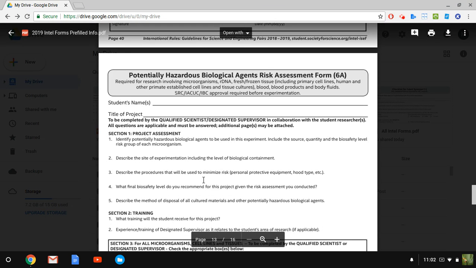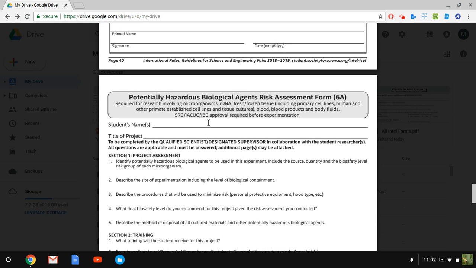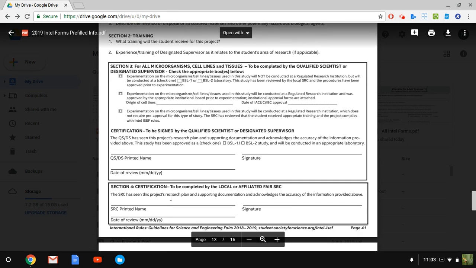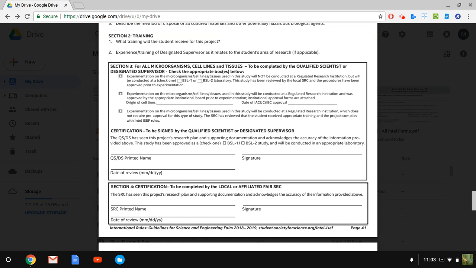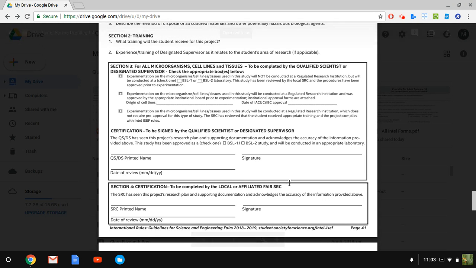Keep in mind, as it says up here at the top, this one has to be submitted previous to the research being done, right? So it's required for the research involving these things, which means the dates on these all have to be before your research is starting. And then the bottom one is for the SRC to fill out. That's not something that you need to worry about at the bottom of the form there.